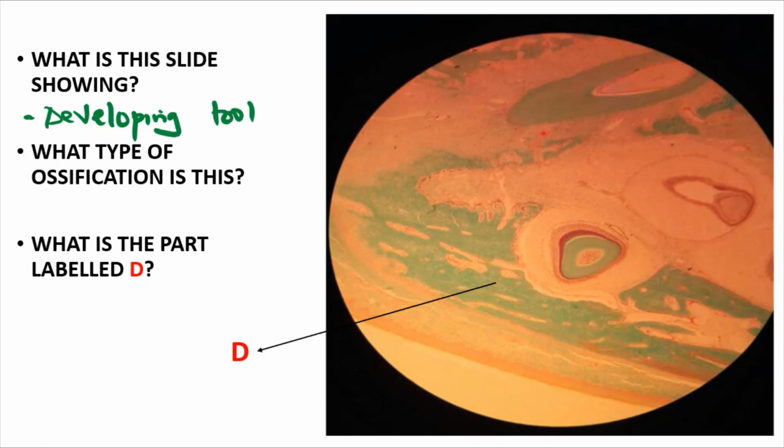So this is the developing tooth. What is this type of ossification? You can see that this tooth is developing from these membranes here, which is mesenchymal embryonic connective tissue. So this is intramembranous ossification.